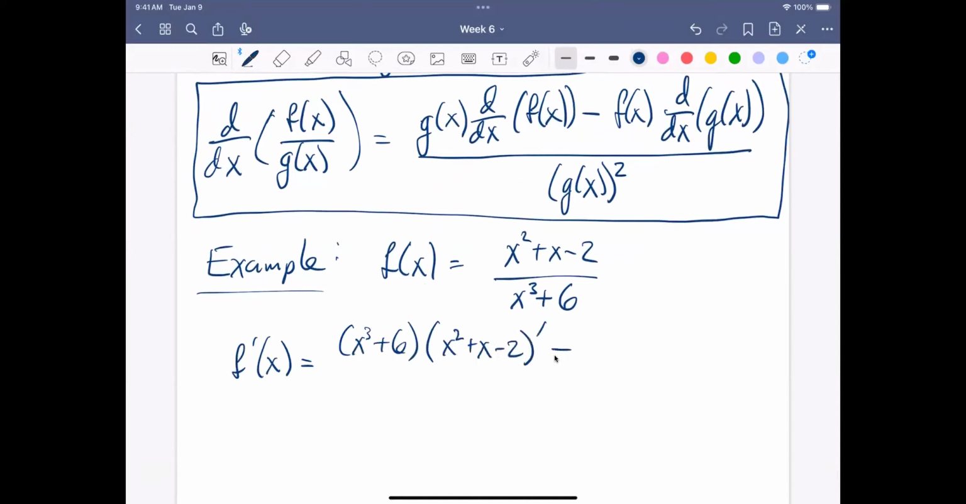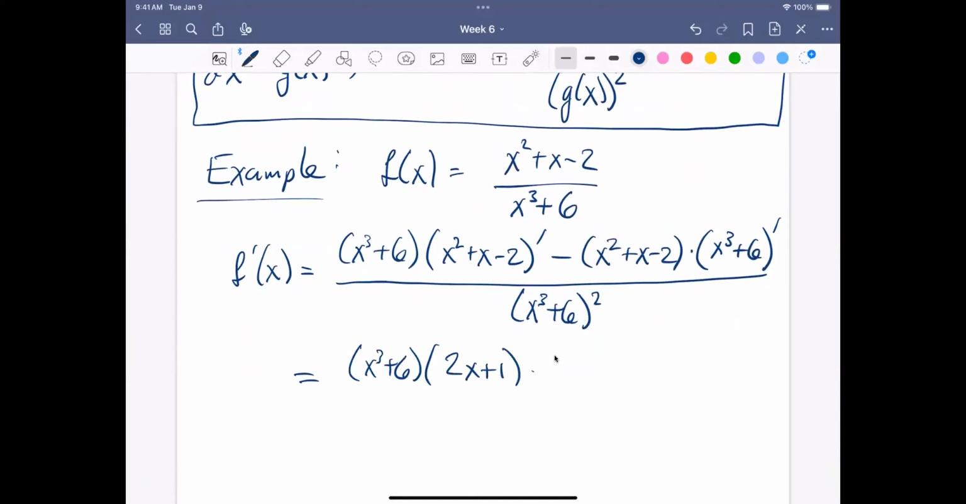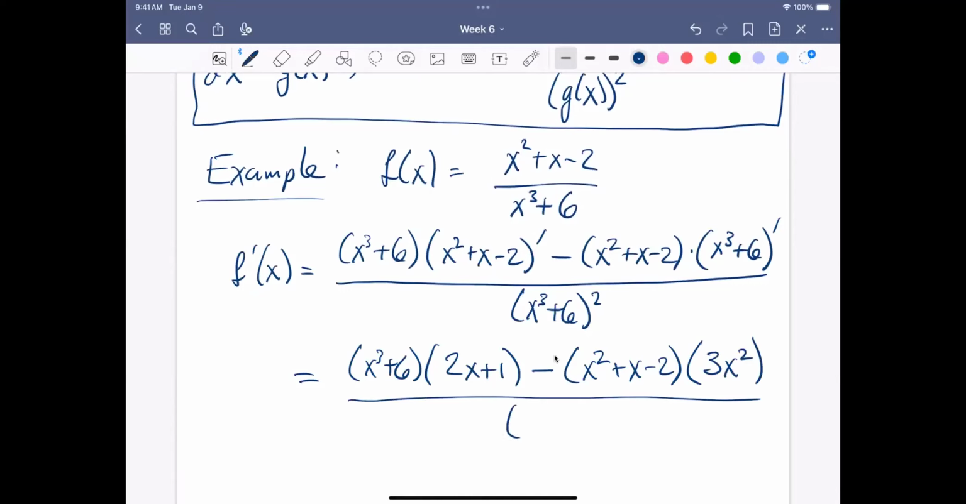All right, so now we're going to do the derivatives here. x cubed plus 6 times the derivative of x squared plus x minus 2. Going to be 2x plus 1. And then minus our x squared plus x minus 2. And the derivative of x cubed plus 6. Going to be a 3x squared. All over an x cubed plus 6 squared.